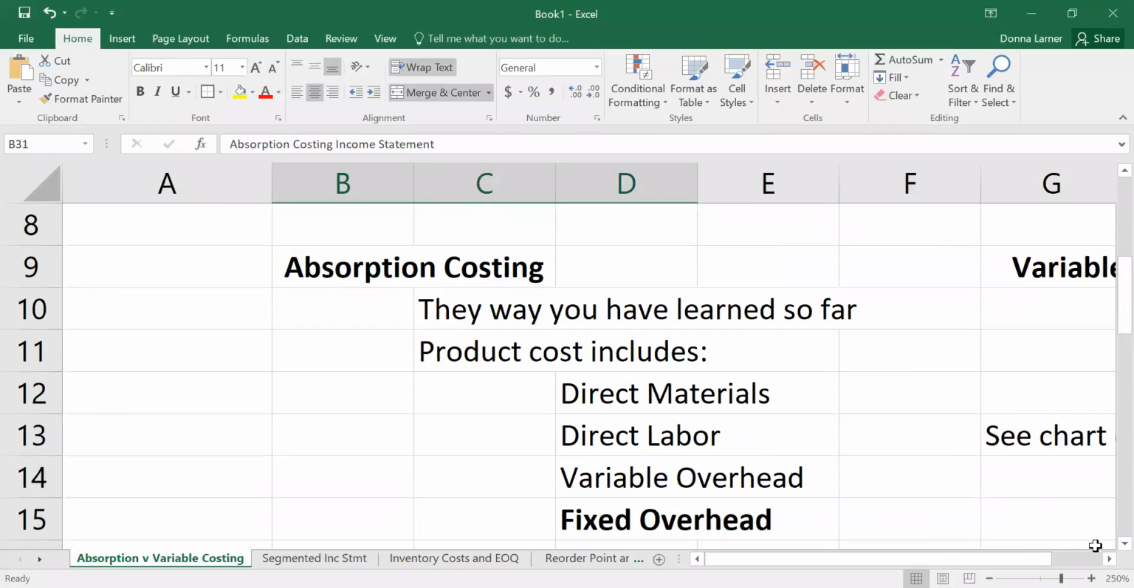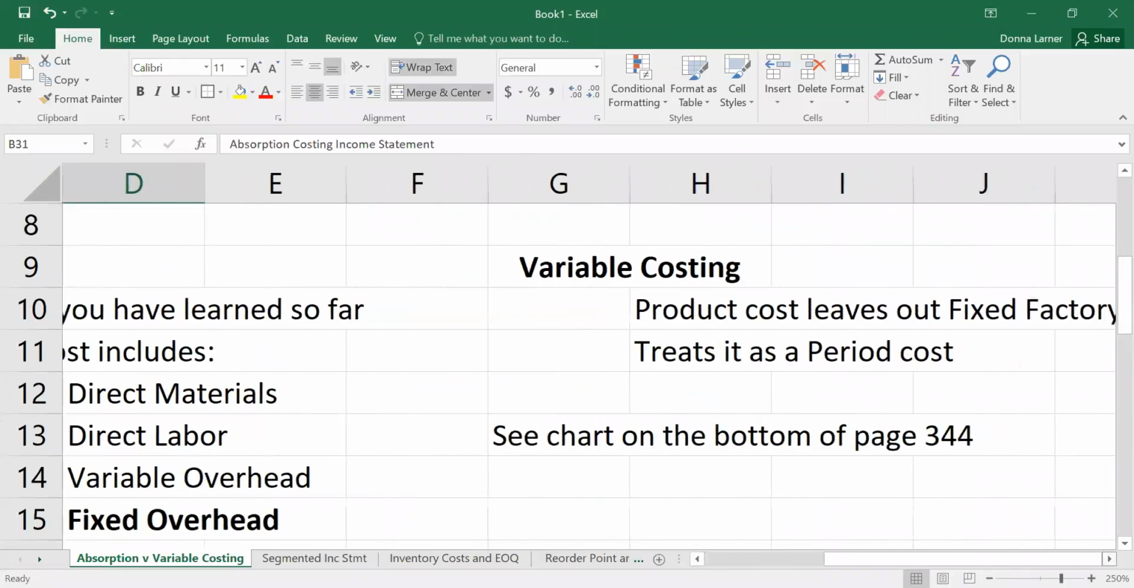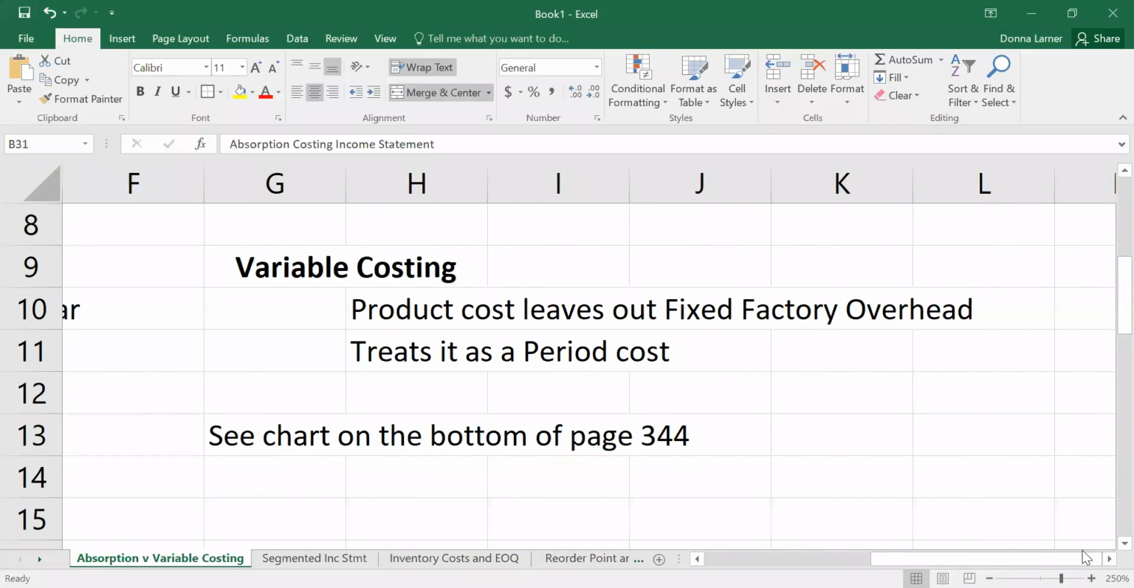The other way to look at it is variable costing. Variable costing puts fixed factory overhead in as a period cost. It puts it down below with the expenses. And only direct materials, direct labor, and variable overhead are put in the product costs. For a good description of it all, see page 344 at the bottom, which will show you how you determine product and period costs based on these 2 methods of costing.